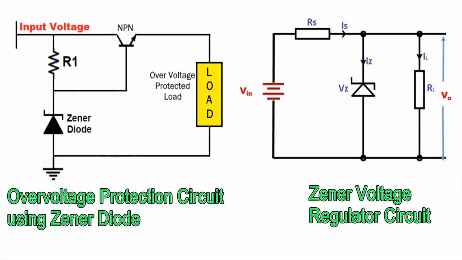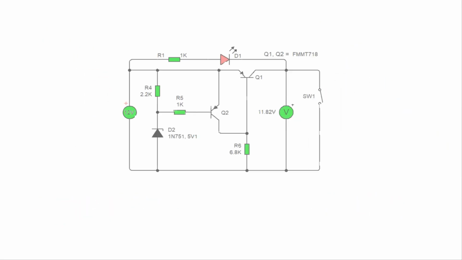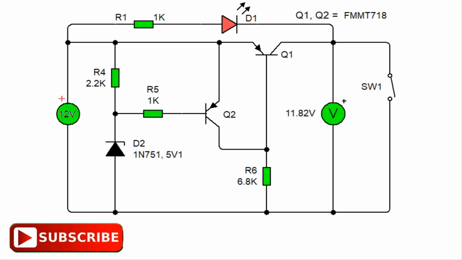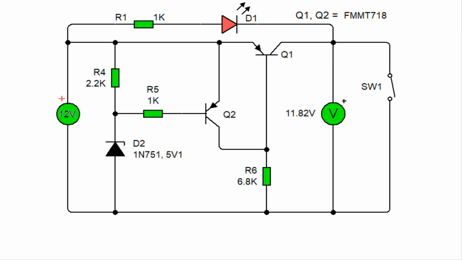Method number 2. Overvoltage protection circuit using Zener diode. In the second method of overvoltage protection, whenever input voltage exceeds the preset level, it disconnects the output part or load from the circuit. In our circuit diagram, the overvoltage protection is built using a Zener diode and PNP transistor. This circuit disconnects the output when the voltage exceeds the preset level. The preset value is the rated value of the Zener diode connected to the circuit.